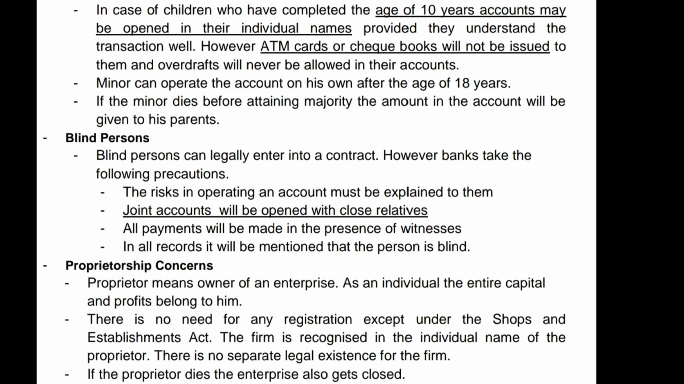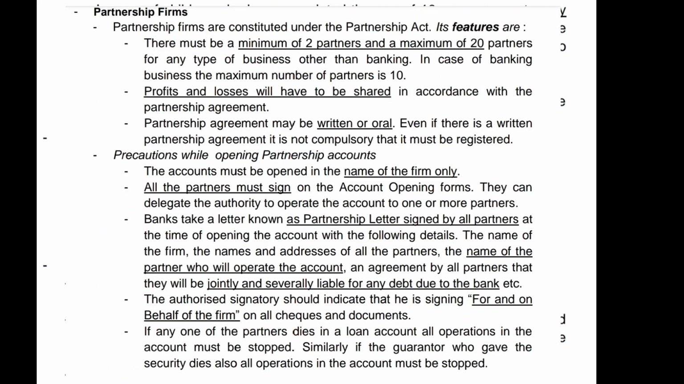Proprietorship concerns. Proprietor means owner of an enterprise. As an individual, the entire capital and profits belong to him. There is no need for any registration except under the Shops and Establishments Act. The firm is recognized in the individual name of the proprietor. There is no separate legal existence for the firm. If the proprietor dies, the enterprise also gets closed.